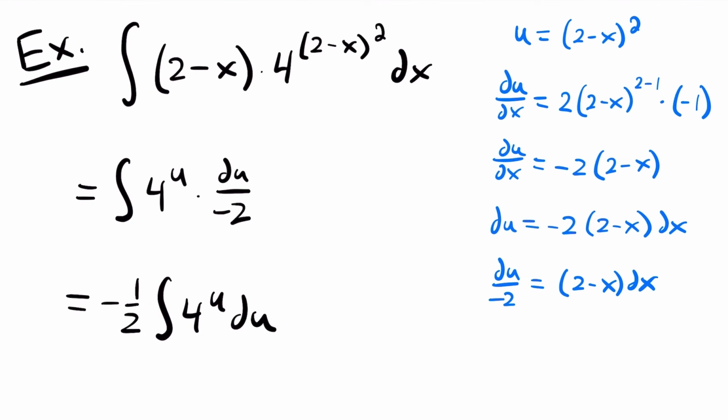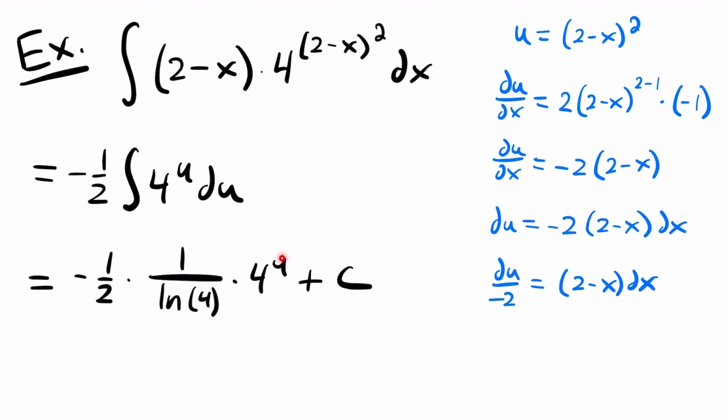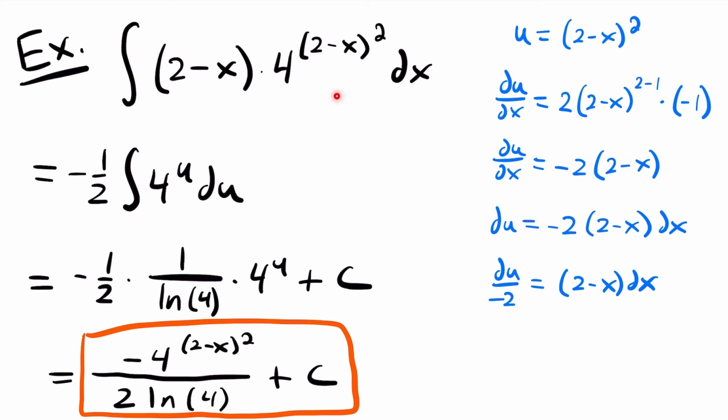We can now use our integration rule for an exponential function that has a base other than e. And so if we clean up our work here, we will have that this is equal to negative 1/2 times 1 divided by the natural log of our base, which is 4 in this case, times that function in the integral, 4 to the power of u, plus c. And so then we just need to replace u with what we set it equal to. We have 2 minus x quantity squared. And so if we simplify, this will be equal to negative 4 to the power of 2 minus x squared divided by 2 times the natural log of 4 plus c. And that is the final answer, or the solution, to this integral for this example.